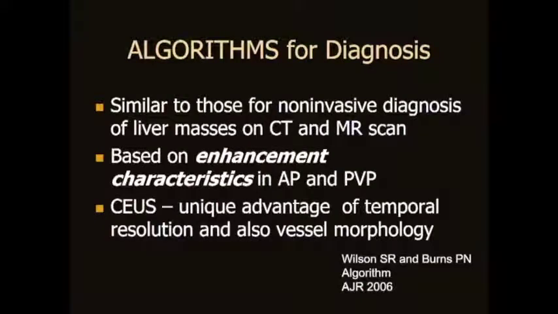So the algorithms for diagnosis of focal liver masses on CEUS are similar to those for the non-invasive diagnosis of liver masses on CT and MR scan. And these are based on enhancement characteristics in the arterial and the portal venous delayed phase. CEUS has the unique advantage also of temporal resolution and also exquisite vessel morphology.